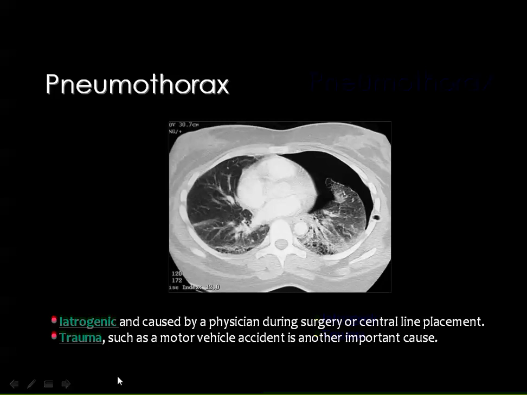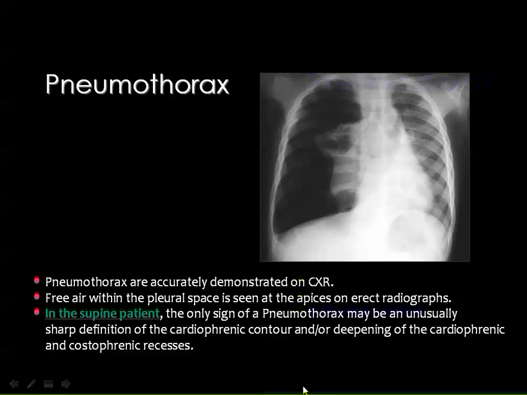Iatrogenic pneumothorax is caused by the physician during surgery or during central line placement, as I have said. And traumatic pneumothorax may be the sequelae of rib fracture and penetrating injuries to the lung. And here you can see this is the pneumothorax, and the collapsed lung is seen here. And if you look carefully, there is shift of the mediastinum and flattening of the diaphragm. Then you are dealing with a case of tension pneumothorax.